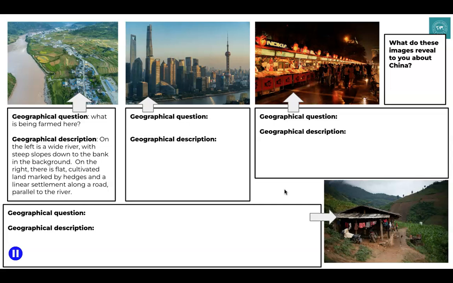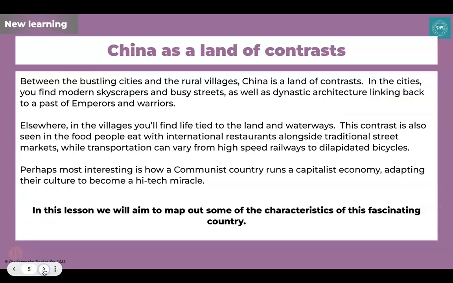Okay. So hopefully you've had a good go at that activity and really started to think about the different sorts of landscape that we might find about China. And I wonder if you were starting to think that actually China is very much a land of contrasts. We've got bustling cities and rural villages. And even within those environments, there's huge contrasts. So in the huge cities that we've got, there are a variety of modern skyscrapers and busy streets. And we've also got some incredibly historic buildings that link back to a past of emperors and warriors.